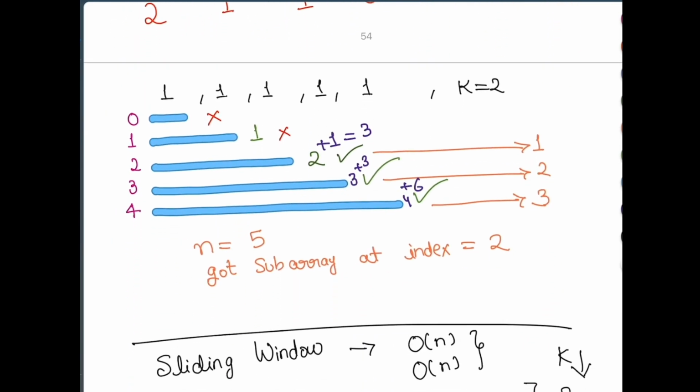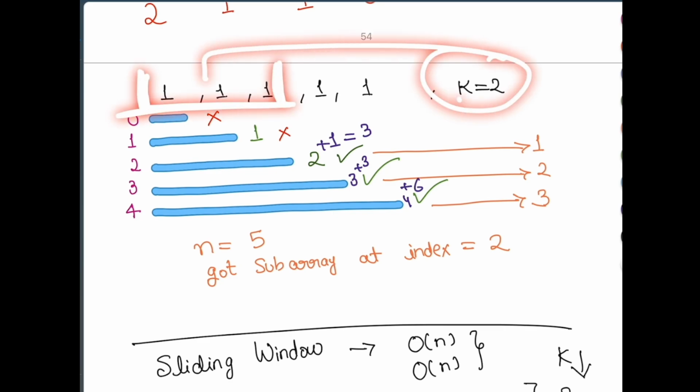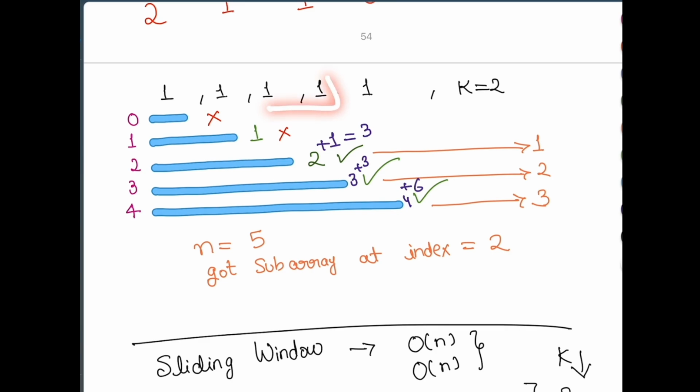Okay, so what we are going to do is, the moment I see that at index 2 I got my subarray which is starting from index 0 going till index 2, this subarray is valid, or we can say this subarray is a good subarray, then all the elements I can just keep adding one at a time and keep increasing the number of subarrays.